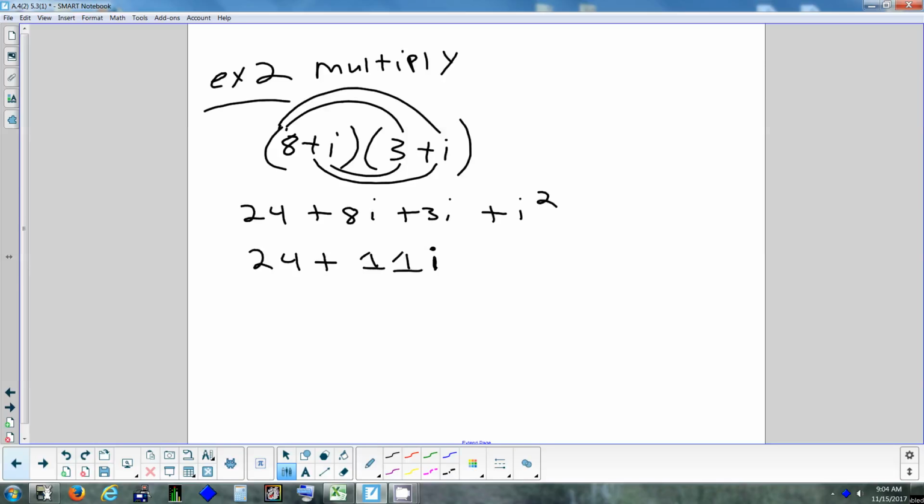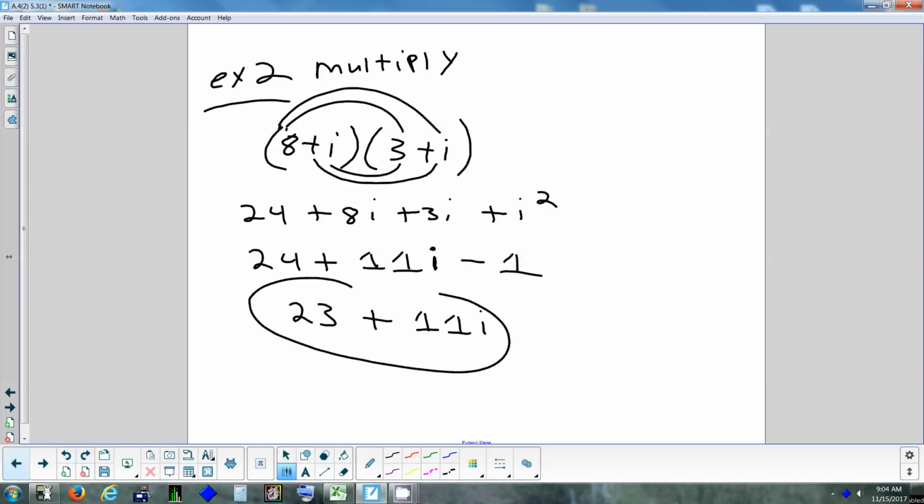Rudy, anything else there that I need to deal with or I could deal with at this step? i squared. Yep. Minus 1. Right, i squared is going to change into a minus 1. Last step, combine your like terms. So this number has a real part of 23 and an imaginary part of 11. Okay. Any questions on it?